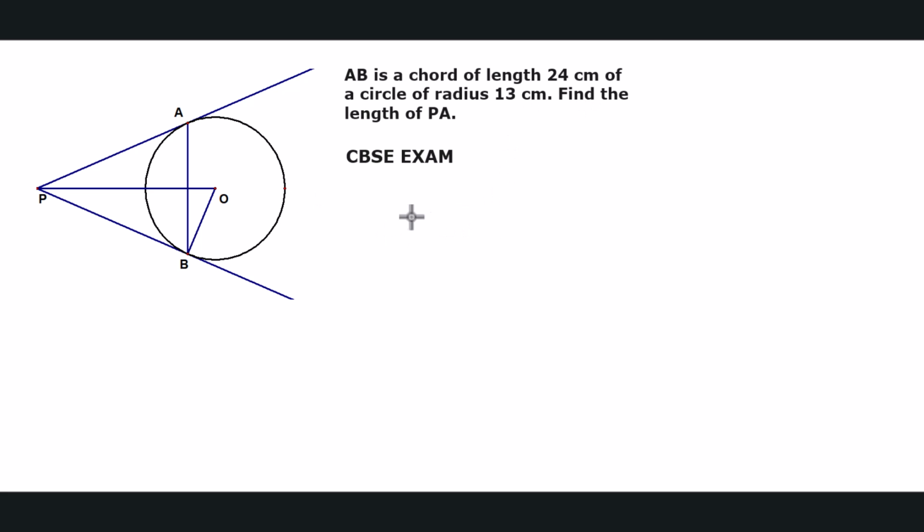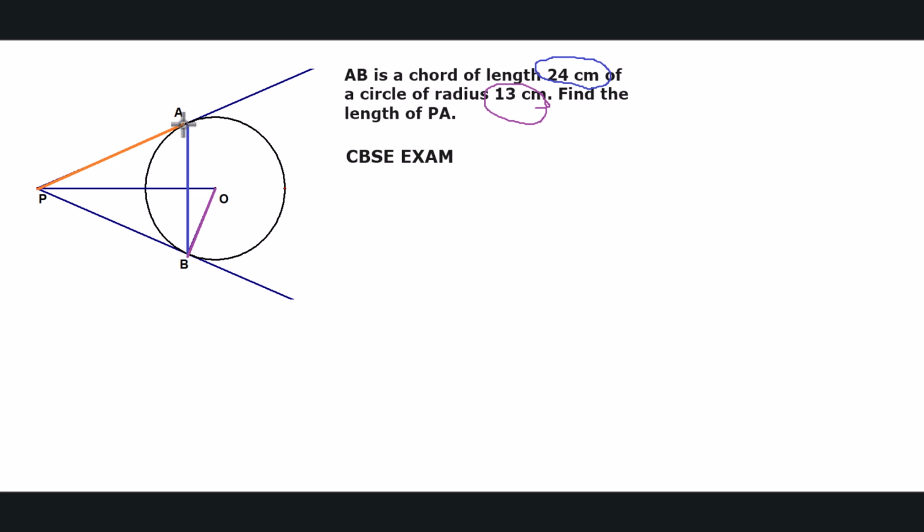So we are going to work on this geometry question from the CBSE exam. We are given this figure in which this chord AB equals how much? 24 centimeters. And the radius of the circle, this portion here, is 13 centimeters. Then we have to find the length of this segment PA.